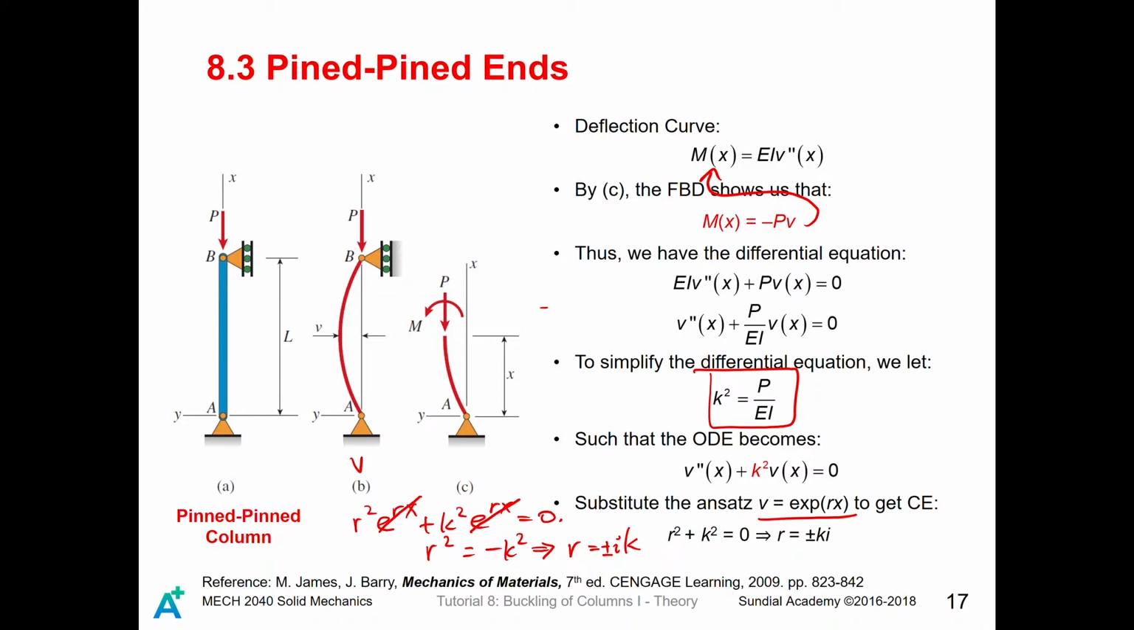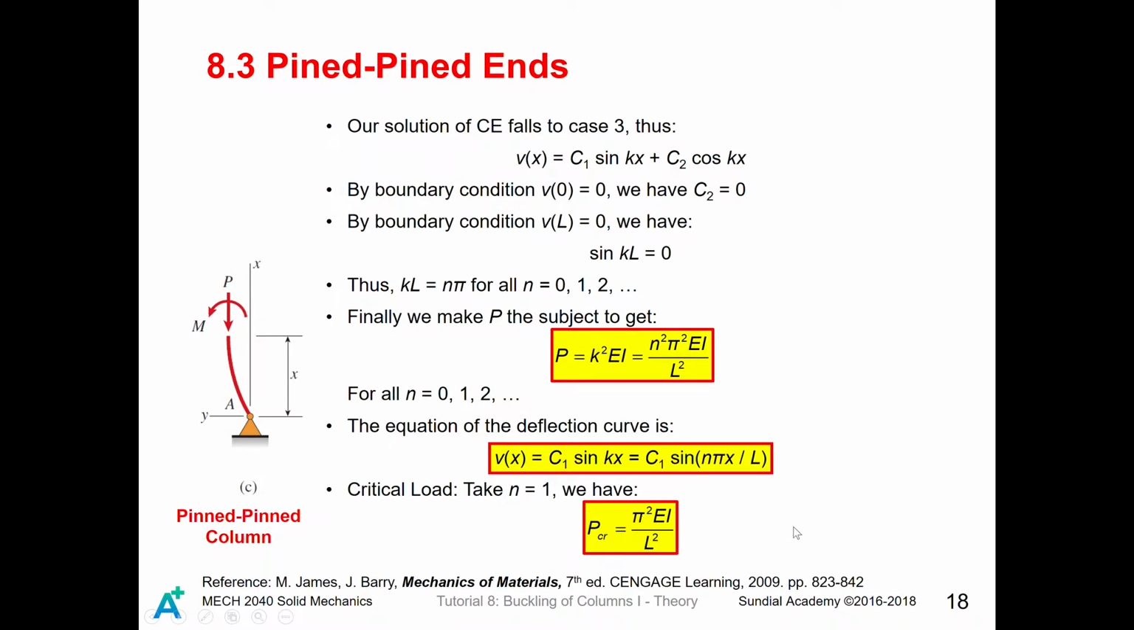So we always assume that P is positive. EI, of course, is greater than 0, then K squared must be a positive number. So our solution of the characteristic equation falls to case 3, as we just mentioned, because the solution r equals plus minus ik. There is no real part, or we can say the real part of the solution is 0. So the solution of the characteristic equation is just the complex conjugate case.